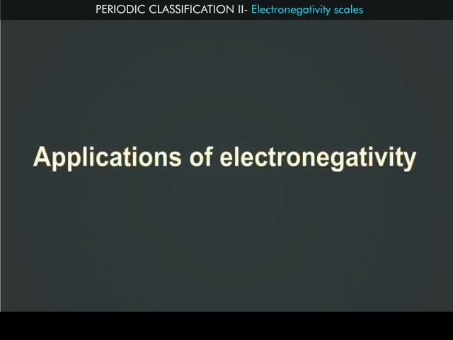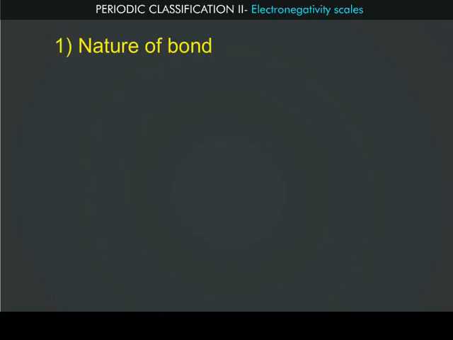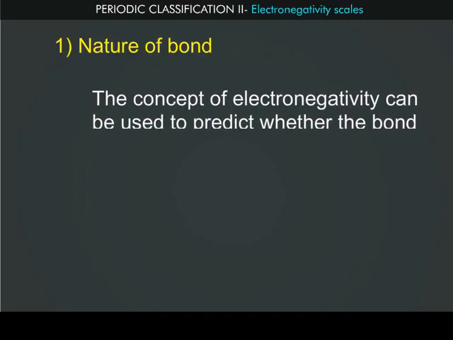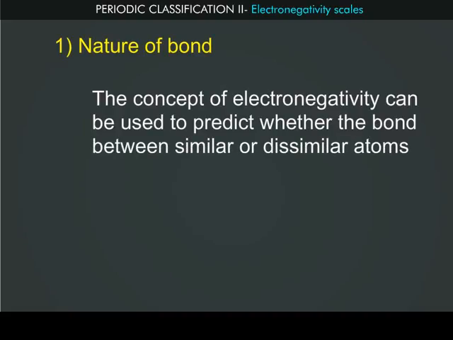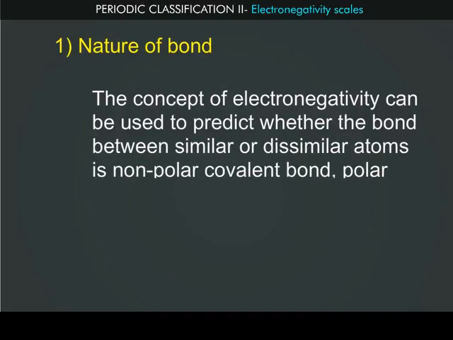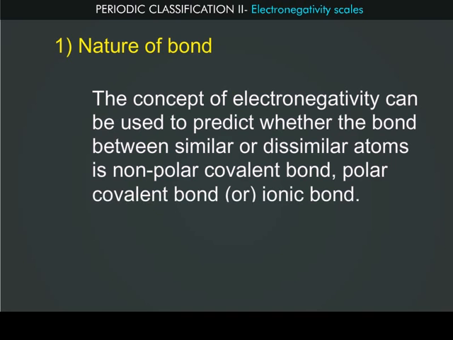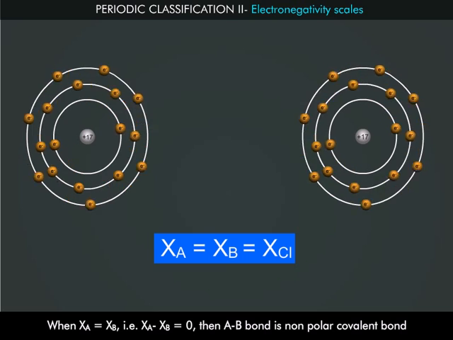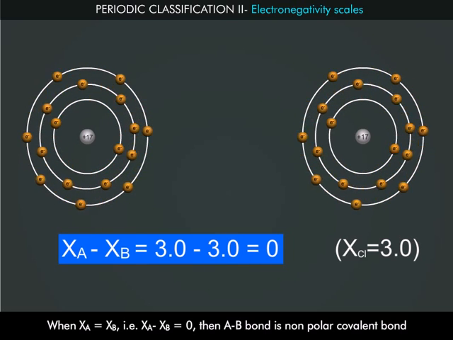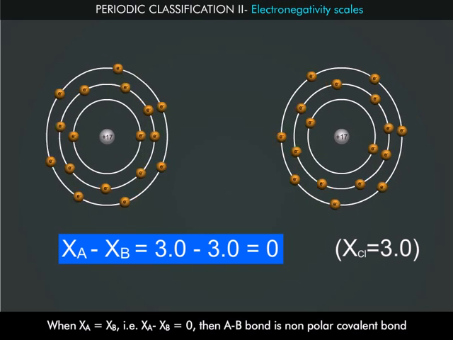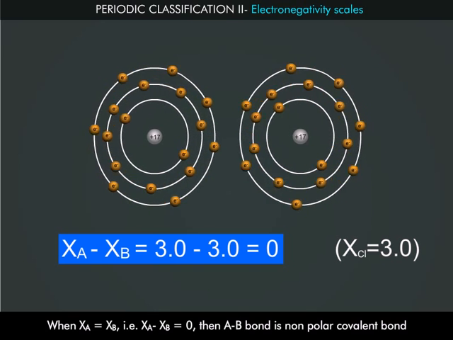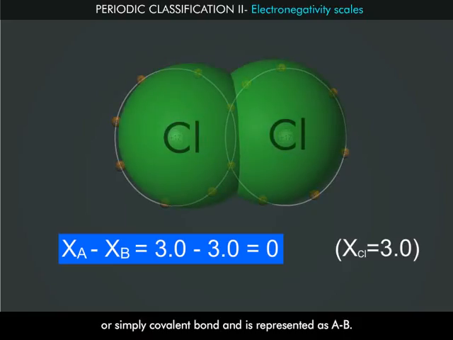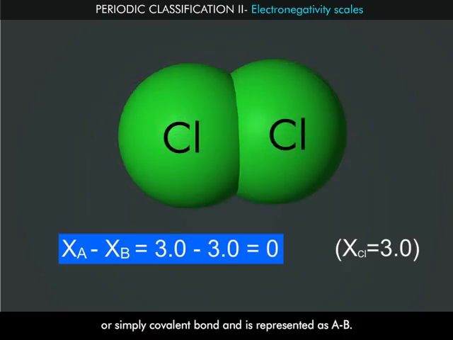Applications of electronegativity. 1. Nature of bond. The concept of electronegativity can be used to predict whether the bond between similar or dissimilar atoms is a non-polar covalent bond, polar covalent bond, or ionic bond. When Xa is equal to Xb, that is, Xa minus Xb is equal to 0, then the A-B bond is a non-polar covalent bond, or simply a covalent bond, and is represented as A-B.